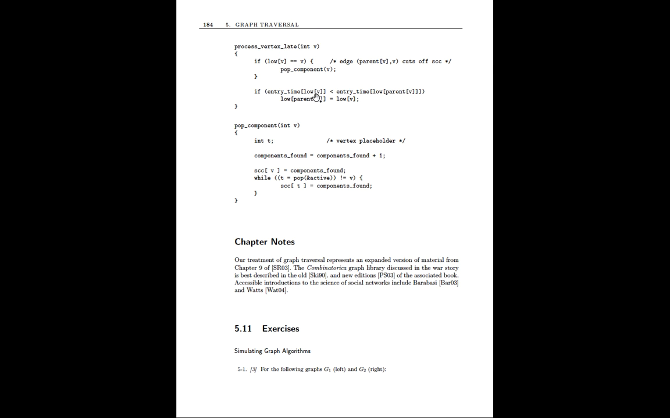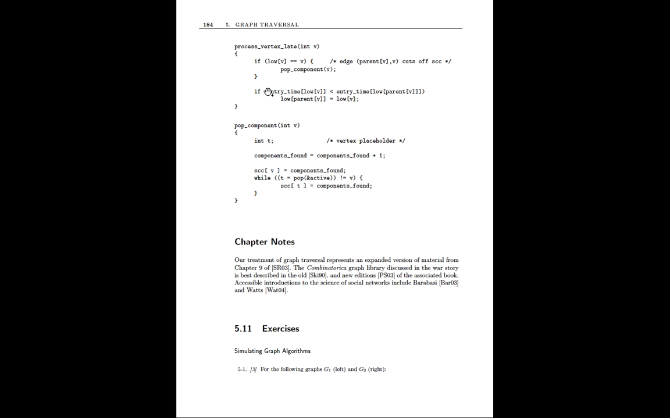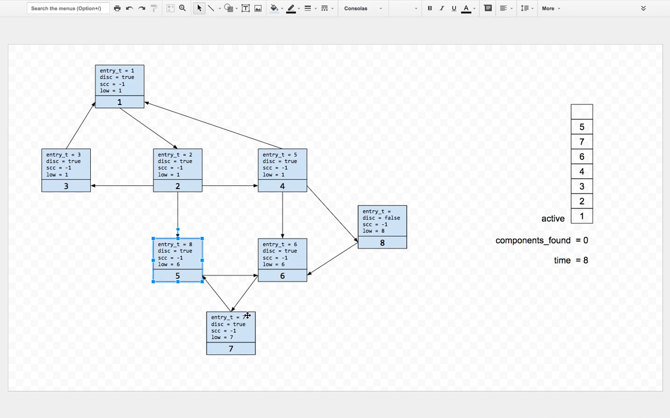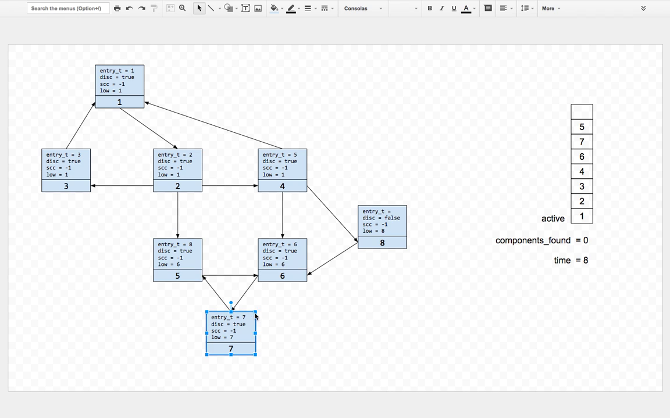And if entry time for low of v, low of vertex 5 is 6, and the entry time for 6 is 6. So we're saying if 6 is less than the entry time for the parent of v's low, right? That is, if this 6 is less than this entry time right here, 7 was the parent of vertex 5, then we have to set the parent's low to be equal to our current vertex's low. So we have to set this guy's low to be this guy's low, which we do.